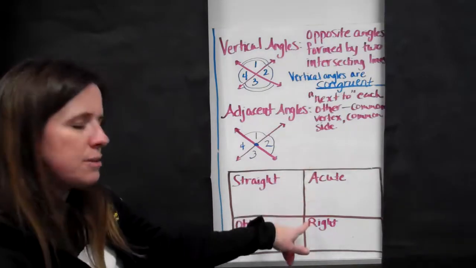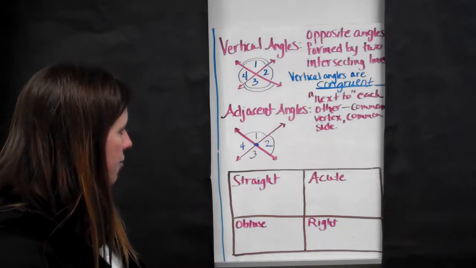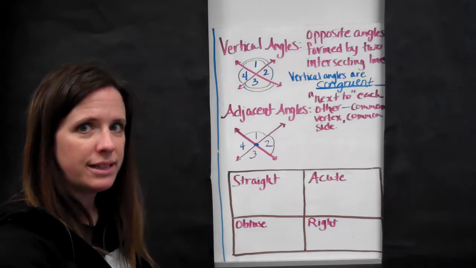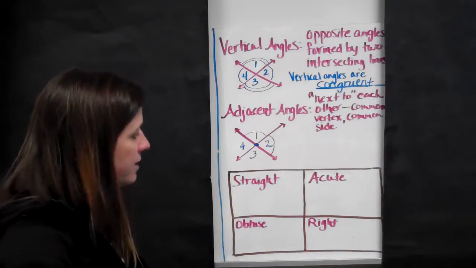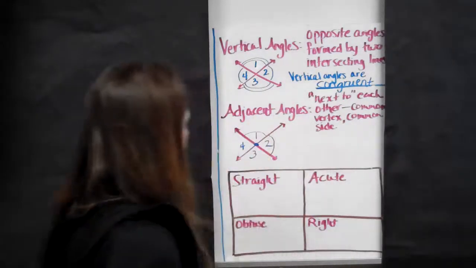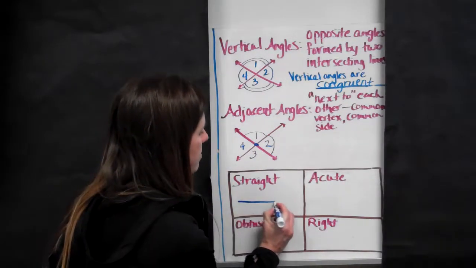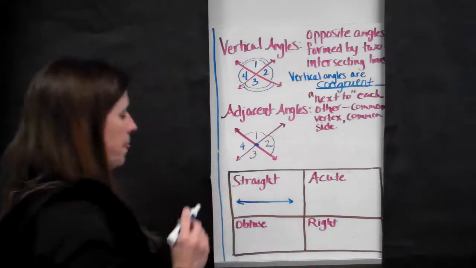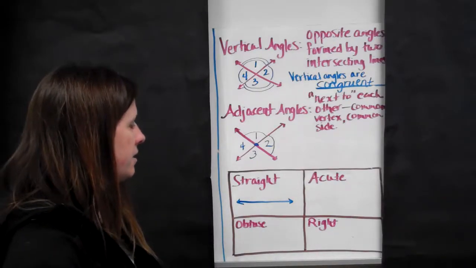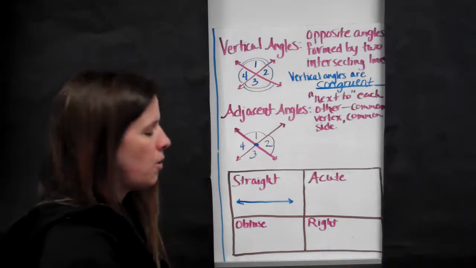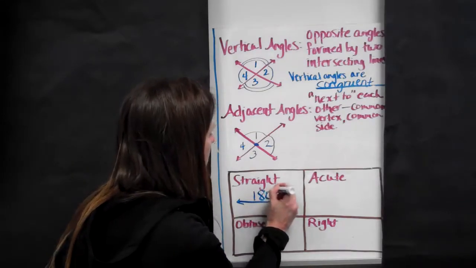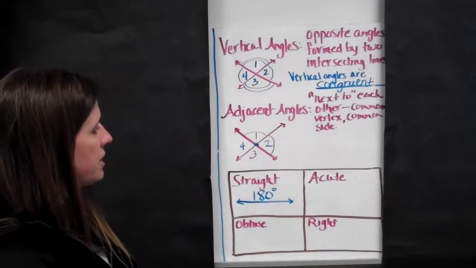And then hopefully this part will be review for you down here. We have 4 other angles we're going to talk about in this unit. We have straight angles. Straight angles are your straight line. And a straight line is how many degrees? 180. So your straight angle equals 180 degrees.